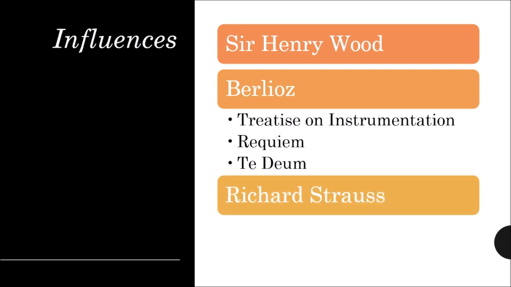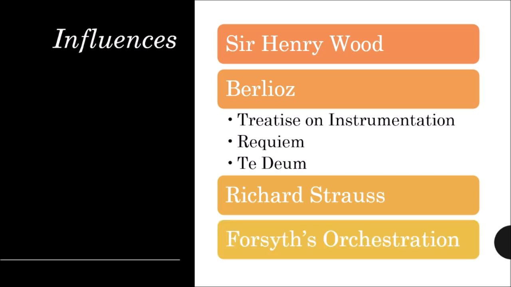Brian is, of course, also influenced by Richard Strauss, to whom the Gothic Symphony is dedicated, and he really relies heavily upon Strauss's additions to Berlioz's treatise. And another source that we can look at is Cecil Forsyth's Orchestration. This is the newest textbook in orchestration at the time, and it outlines some of the instruments that Brian is going to be using.